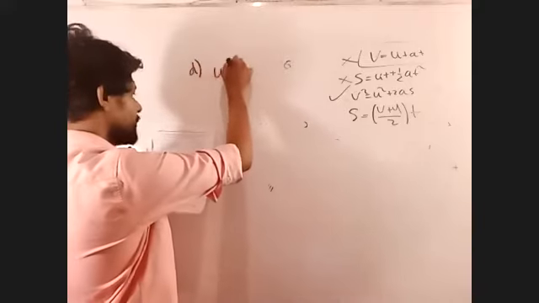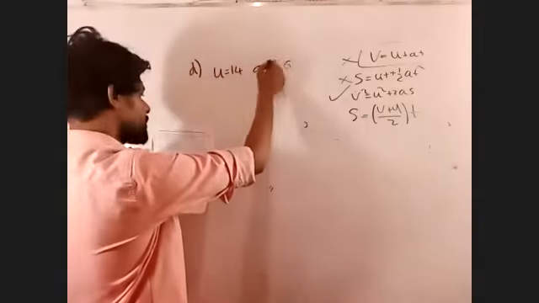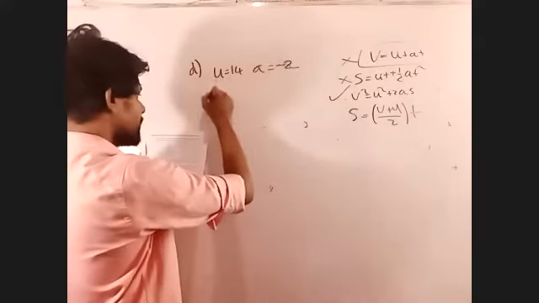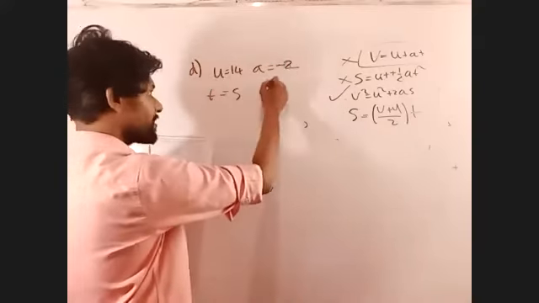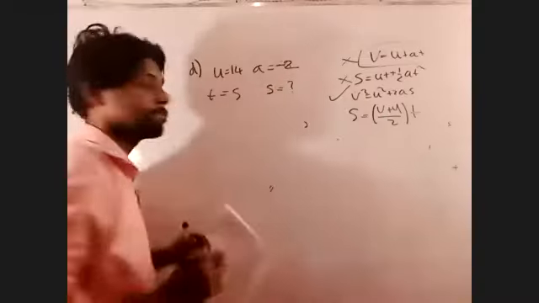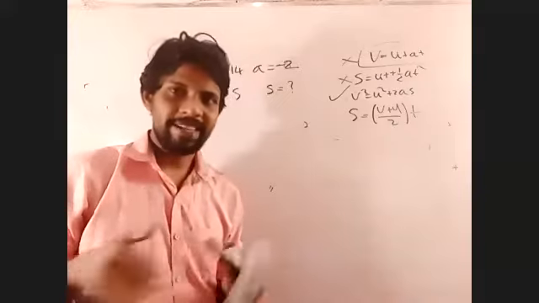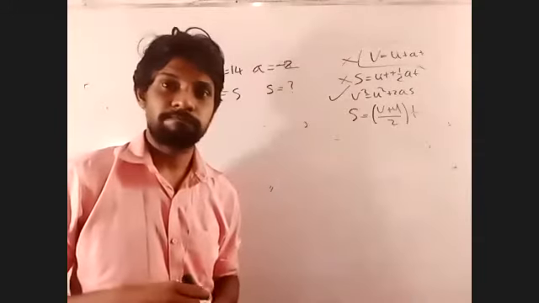u is 14, a is -2, and t is 5, and s is the unknown factor. Let's see how to find out the unknown.